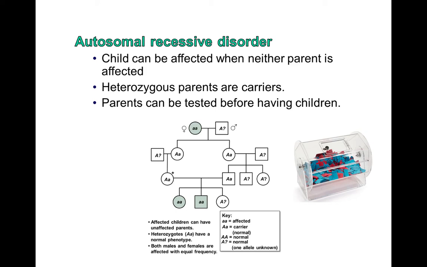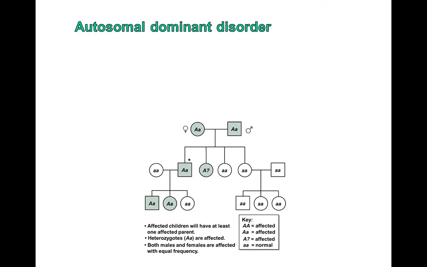Let's look at autosomal dominant disorders. These were again in the chromosome pairs from 1 to 22, but this time, if one has even just one dominant allele, he or she will be affected. So these are much more likely disorders to appear in a population.